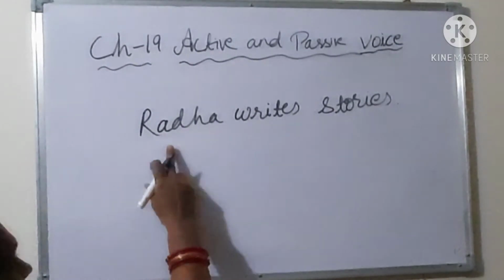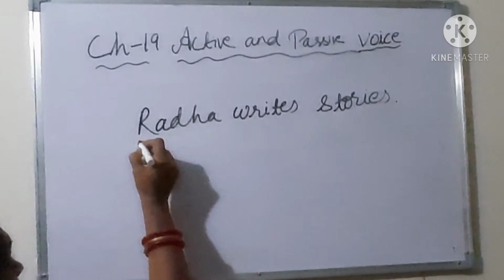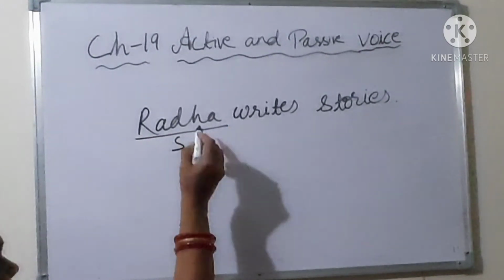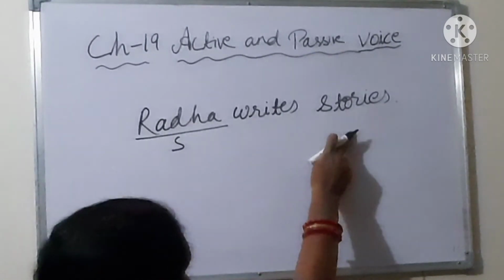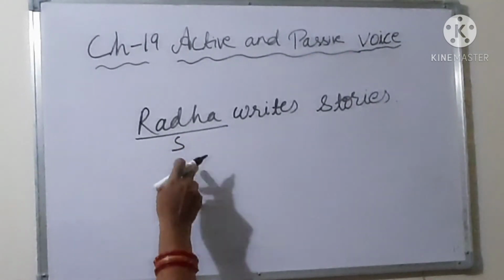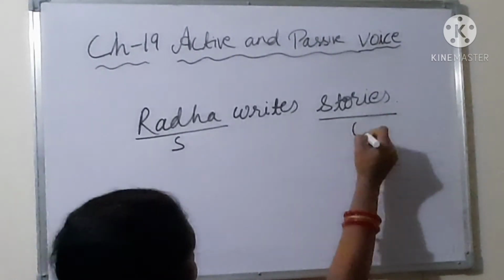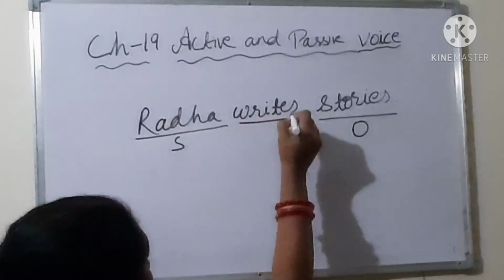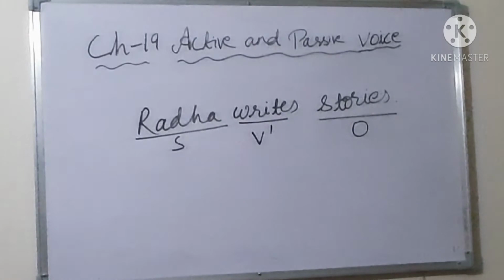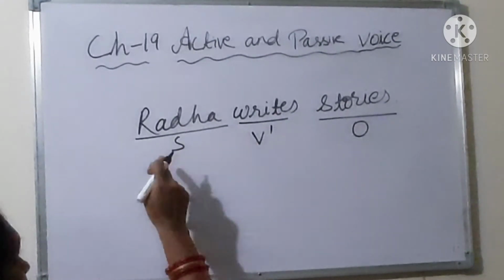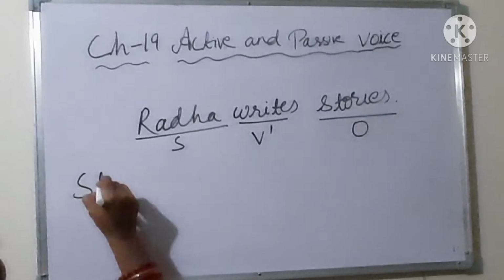See this example. Radha writes stories. Here Radha is the subject and she is the doer, so this sentence is in active voice. Let's change it into passive voice. Here stories is the object, and writes is the verb, first form of the verb. So let's change it into passive voice. The object will come first: stories.